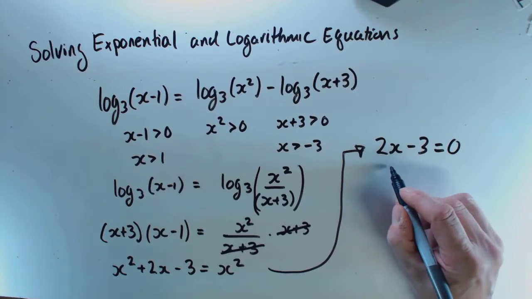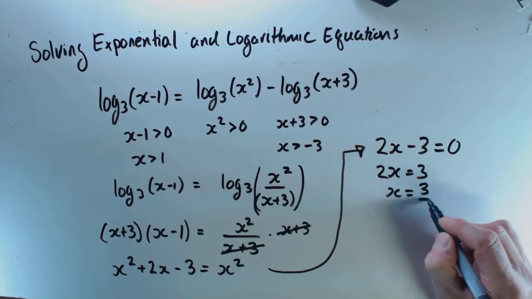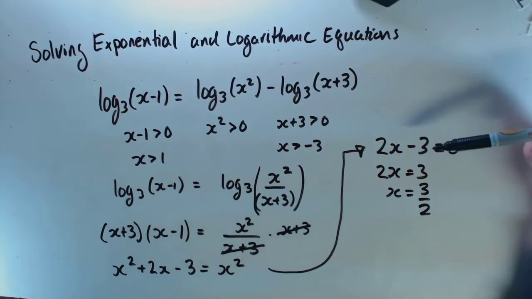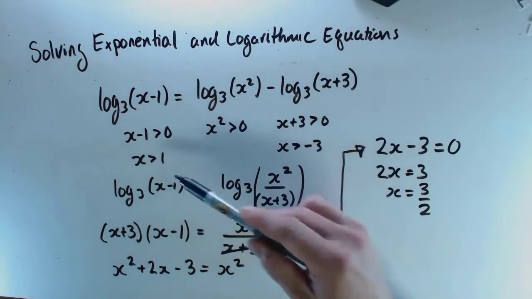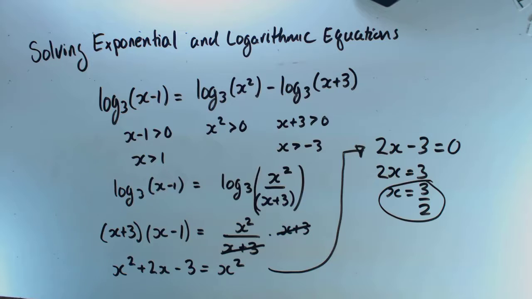And so 2x minus 3 is equal to 0, and so 2x is equal to 3, so x is equal to 3 halves. So there we go. The good news is 3 halves is greater than 1, and so we have solved this logarithmic equation for x.